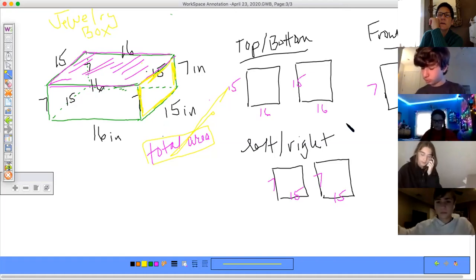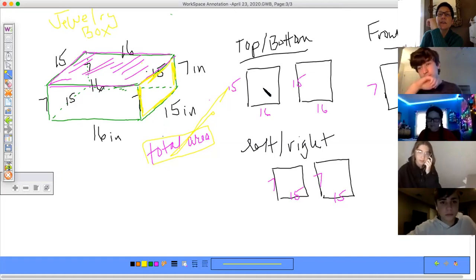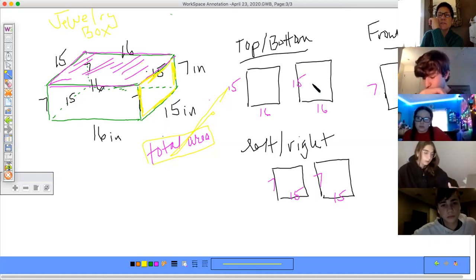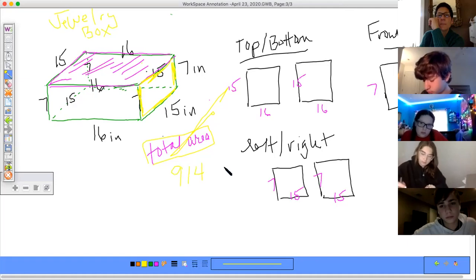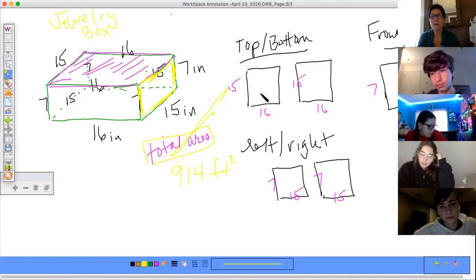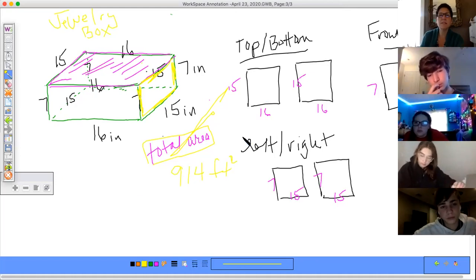It doesn't make sense either. So did you find the area of all 6 and add them together? Yes. So you did 15 times 16 plus 15 times 16 plus 7 times 16 plus blah, blah, blah. Yeah, I'm going to redo it. Maybe I did it wrong. Okay. Well, you should have 914 square feet. I found each and added all of them together. I just don't think I multiplied right. Maybe. You could have easily mistyped something in there.